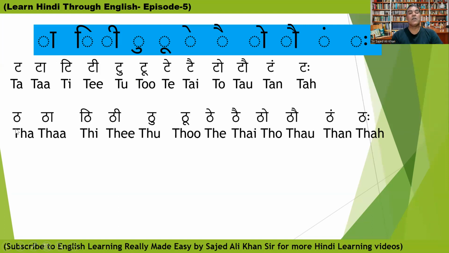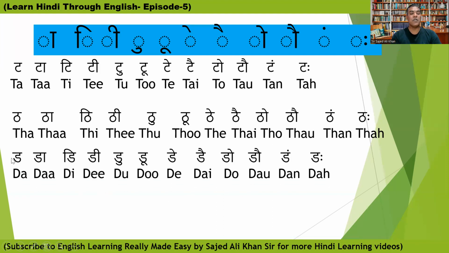Then this is th. This will come from the chest. Th, tha, thi, thi, thu, thu, the, thai, tho, thau, tham, thah. Next is d: da, di, di, du, du, de, dai, do, dau, dam, dah.